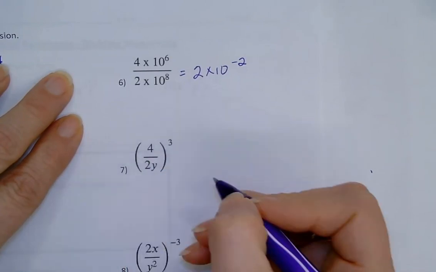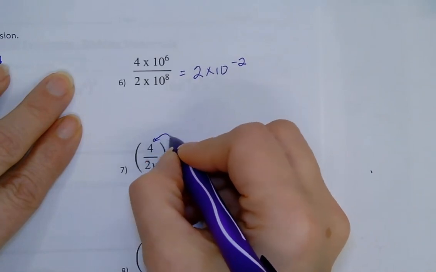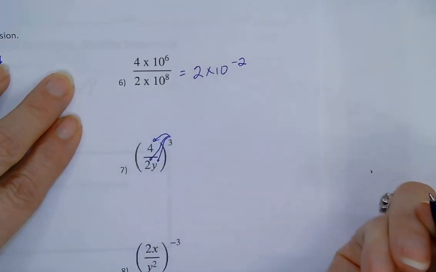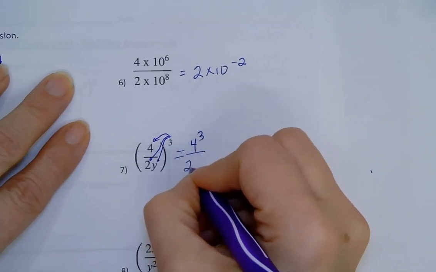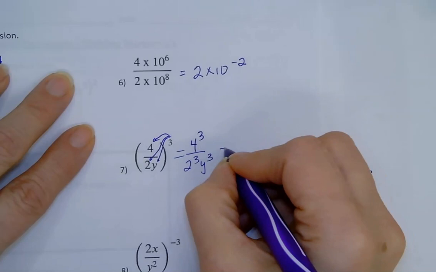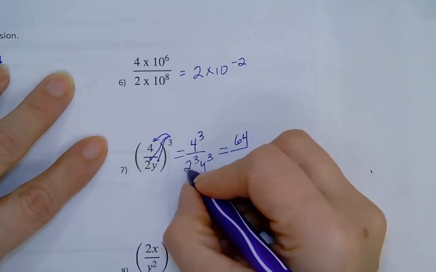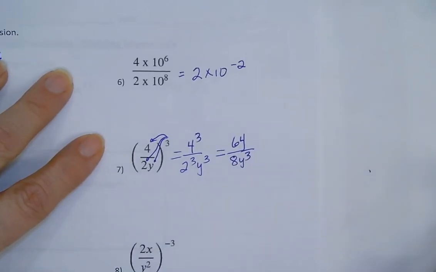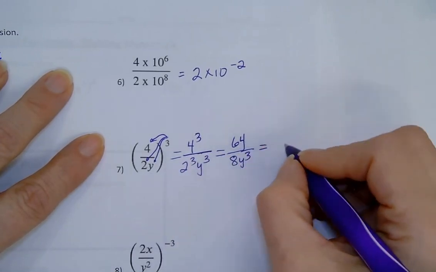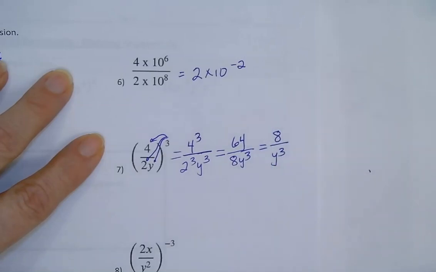Right here, how many places are you going to distribute this outer 3? It's 3 places. It goes to the 4, it goes to the 2, it goes to the y. So rewriting, we have 4 cubed over 2 cubed, y cubed. So that equals 4 times 4 is 16, times 4 again is 64. Over 2 cubed is 8, y cubed. Keep that in the denominator because that's where it was, right? My line was a little short. And so 64 divided by 8 is 8 over y cubed. Should be my final answer.